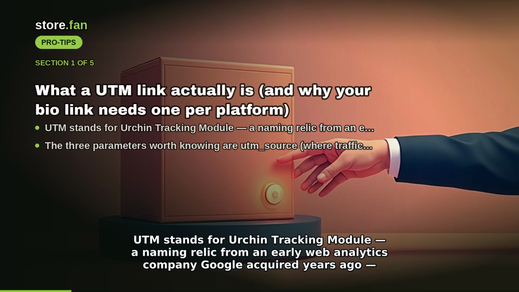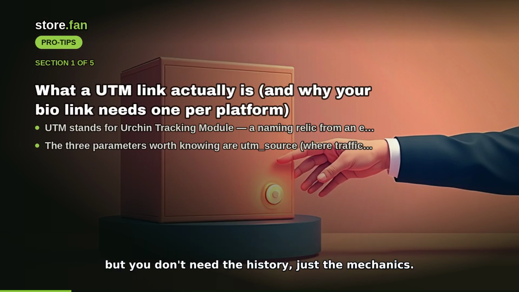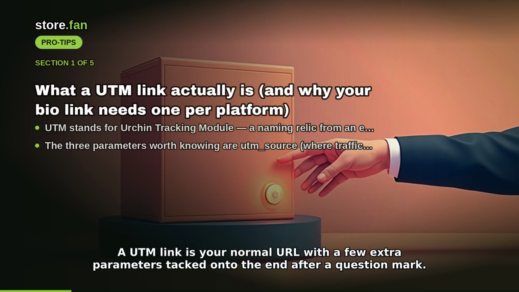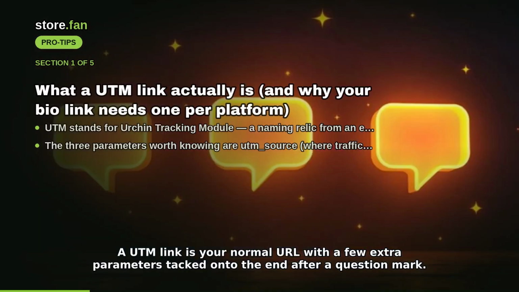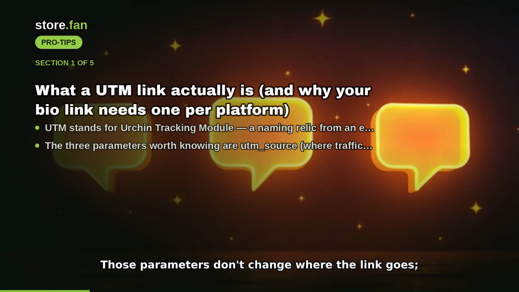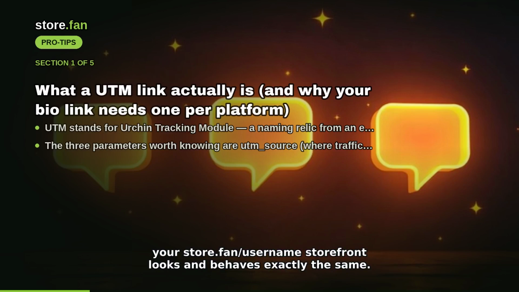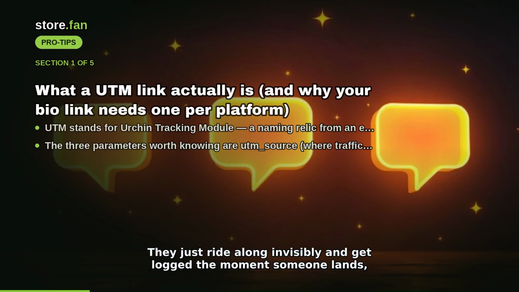UTM stands for Urchin Tracking Module, a naming relic from an early web analytics company Google acquired years ago. But you don't need the history, just the mechanics. A UTM link is your normal URL with a few extra parameters tacked onto the end after a question mark. Those parameters don't change where the link goes. Your Store.fan username storefront looks and behaves exactly the same. They just ride along invisibly and get logged the moment someone lands.